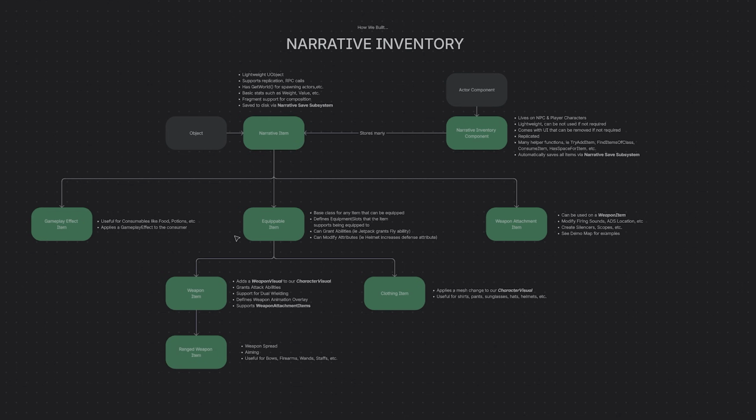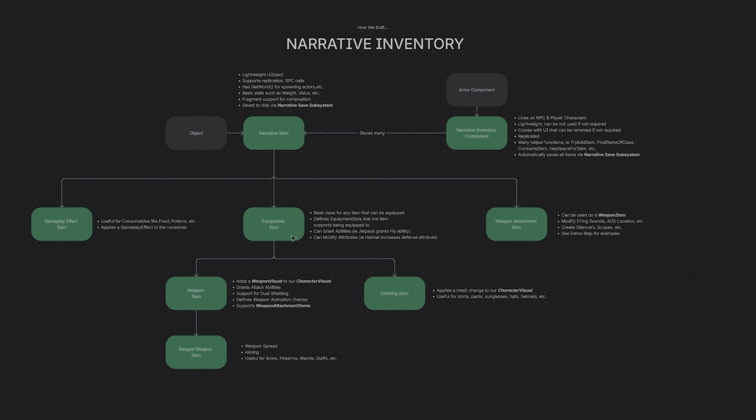We add a bunch of items out of the box: the equipable item, the gameplay effect item, the weapon attachment item, but we obviously want you to create your own custom item types as well, because lots of people are going to need custom item types in their games. But these are some really useful ones that we give you out of the box.